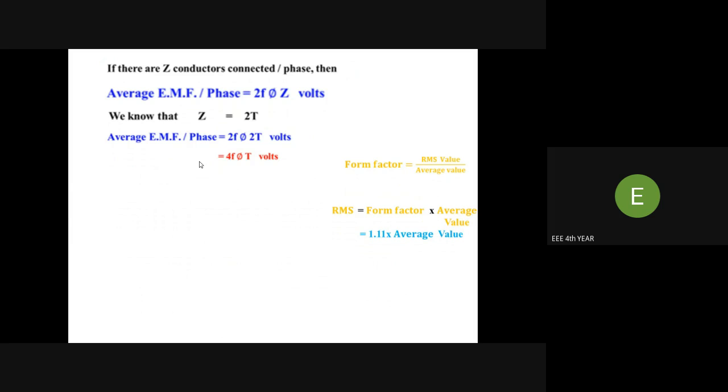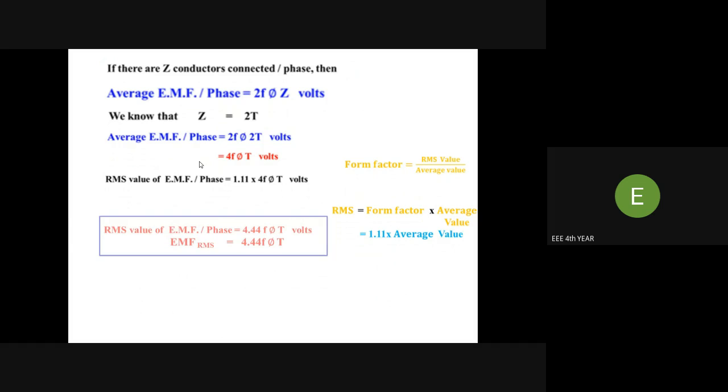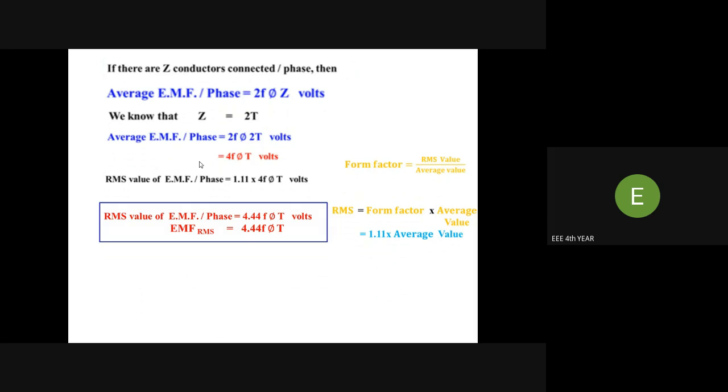So the RMS value of induced EMF in a conductor is equal to form factor multiplied by average value, so 1.11 into average value. The RMS value of induced EMF per phase equals 1.11 multiplied by 4f phi T volts. So we get the RMS value of induced EMF per phase equal to 4.44 f phi T volts.